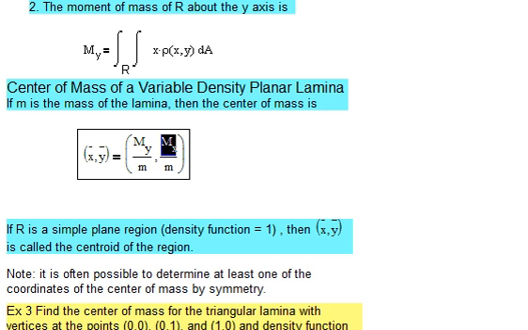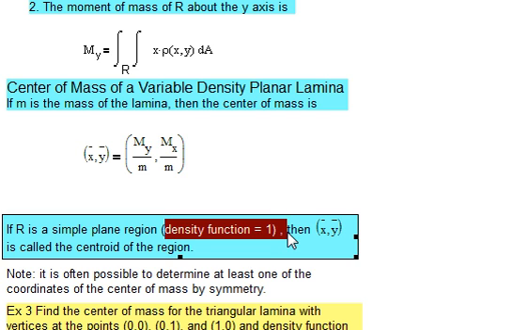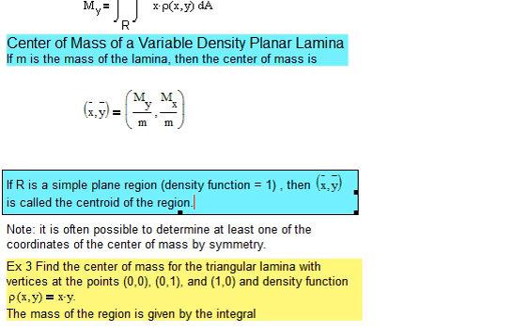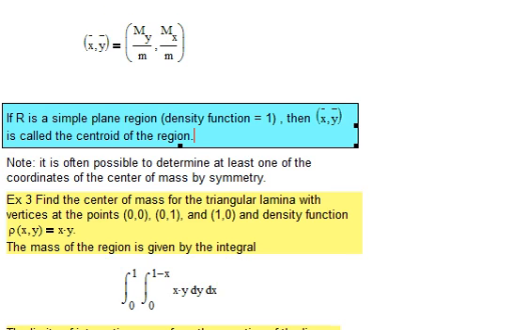And so, if R is a simple plane region, and that means the density function is just 1, then (x̄, ȳ) is called the centroid of the region instead of the center of mass. That's something we already did in Calculus 2, but now we're going to use double integrals and do the same thing. It's often possible to determine at least one of the coordinates by symmetry, if the density function is constant. You have a better chance of that.